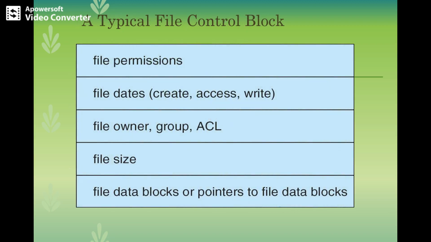So what does a typical FCB contain? It's very important. Any file control block, or FCB, contains file details like the permissions set for a file, the file date, the time at which the file was created, and who created that file, which is called the file owner, and the group to which the file owner belongs. It also has the access control list for that file, the file size, and the pointers to the file data blocks.